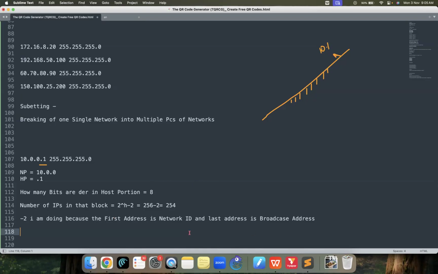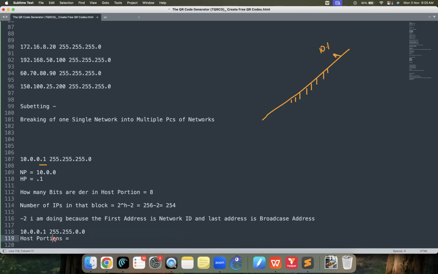Now imagine I'm getting an IP block from a manager, 10.1.0.0 with subnet mask 255.255.0.0. In this, how many host bits are there? Tell me, someone. Find the answer and tell me. 16. No, wrong.